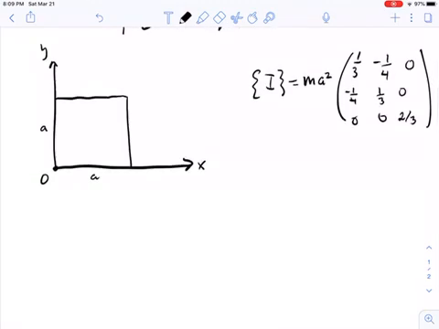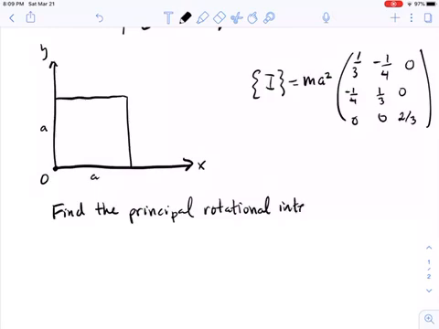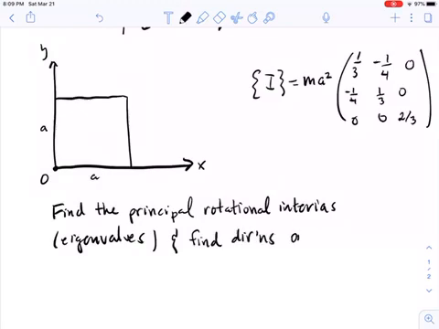So the task at hand is to find the principal rotational inertias. That's equivalent to saying finding the eigenvalues of the matrix representation of the inertia tensor. And we want to also find the directions of the principal axes.